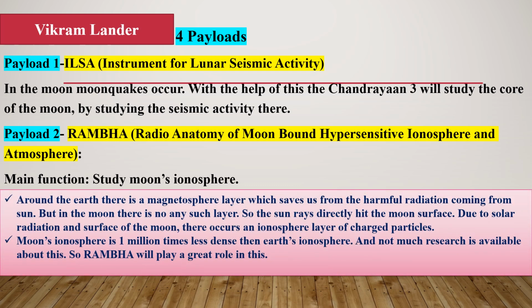On the Earth, we know there is a layer of atmosphere, and apart from the atmosphere there is another layer called the magnetosphere, which saves us from the harmful radiations coming from the sun. But on the moon there is no such magnetospheric layer, so the sun rays directly hit the moon's surface, and due to the solar radiation and the surface of the moon, a layer of ionosphere of charged particles occurs around the moon.